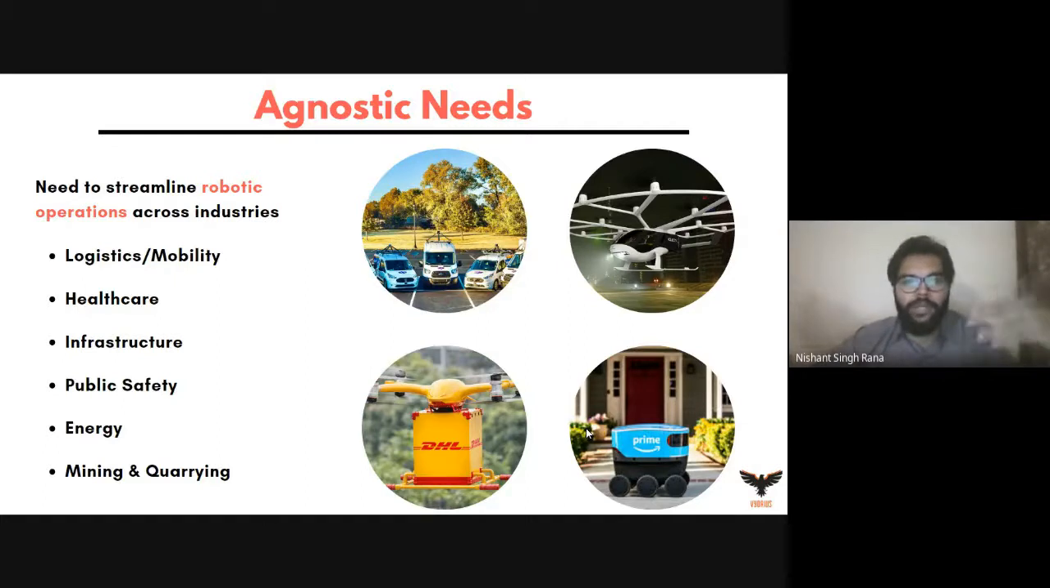Like I said, you can do that in logistics, mobility, healthcare, infrastructure, public safety, energy, mining, quarrying, any of these robotic systems that are actually being integrated. You can take these points, build workflows, and integrate them in such a way that robots can communicate and connect with them, and you're good to go.